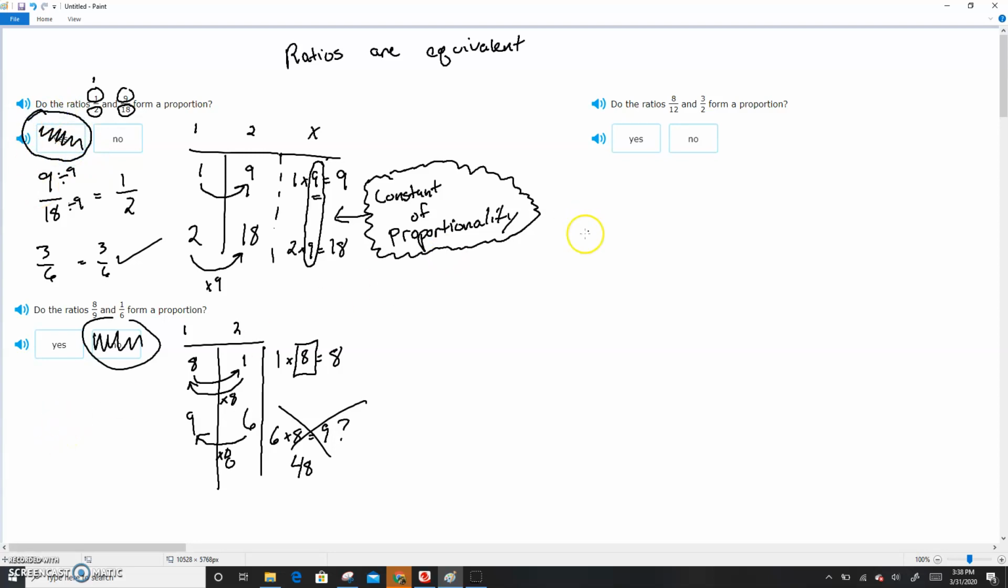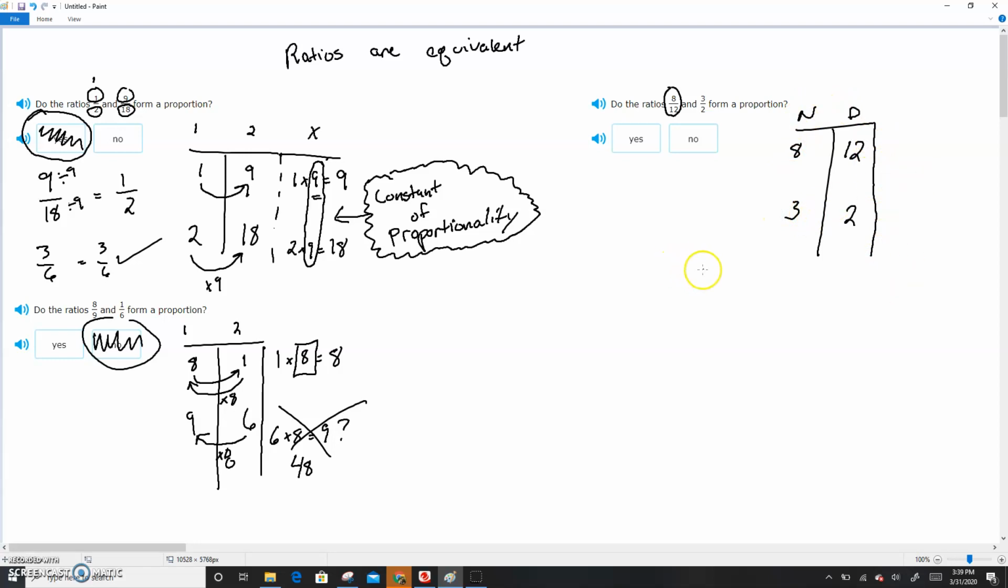Let's take a look at this third one. Now, I've been listing the fractions by fraction. But you don't have to do that. You can also, if you want, say, let's do numerators and denominators. So my numerators are 8 and 3. So I started with this fraction here, so I'm going to keep going with that fraction. Denominators are 12 and 2. And the exact same process will apply.